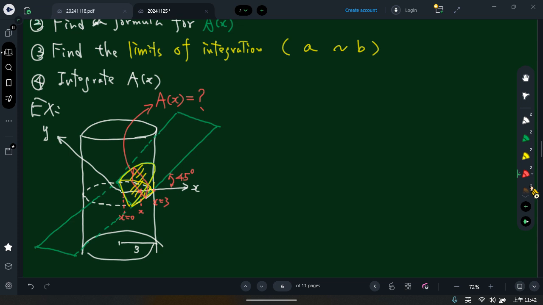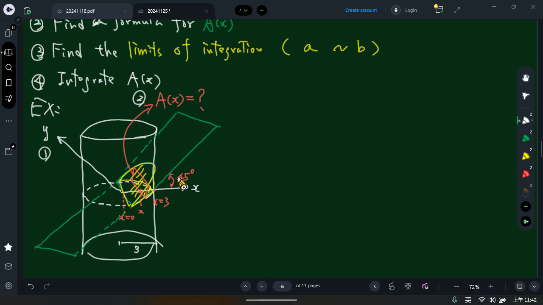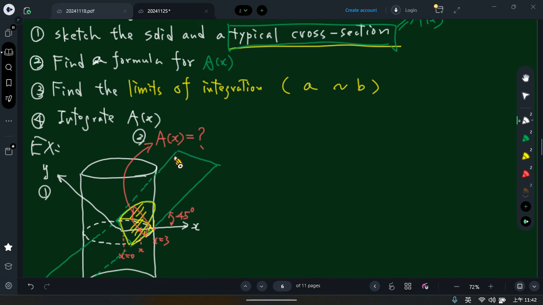What is the A of X? Okay, so our second step, the first step is we need to draw this one by the description. Then you should try to formulate A of X. S here is from 0 to 3. Different S can have different A of X.